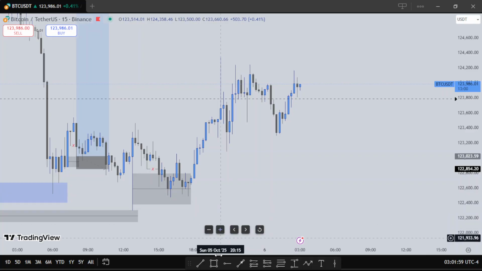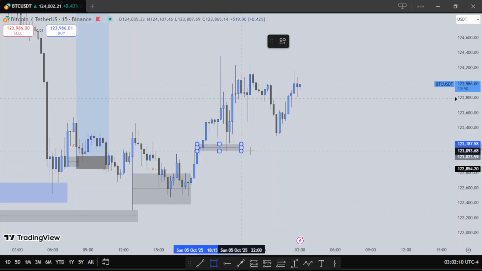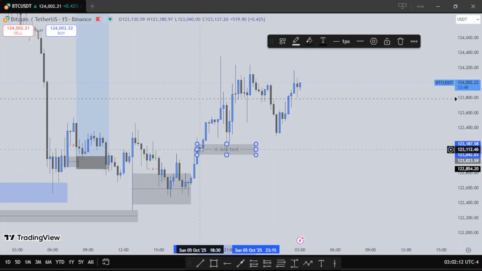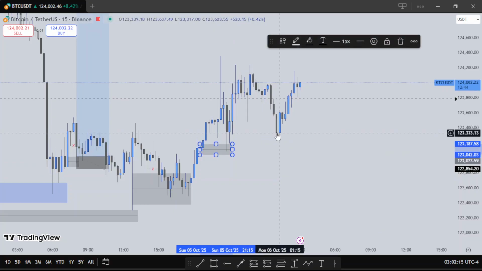So from this, when I came to the charts, price was around this area. As you can see, it is the New York session, this New York time zone.